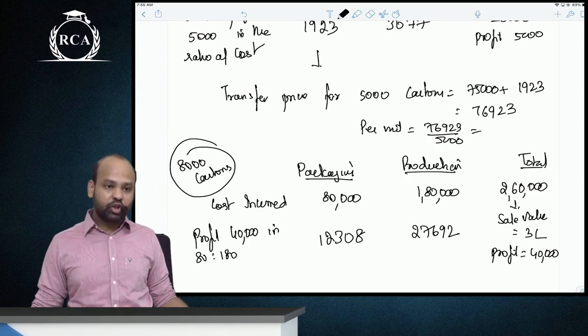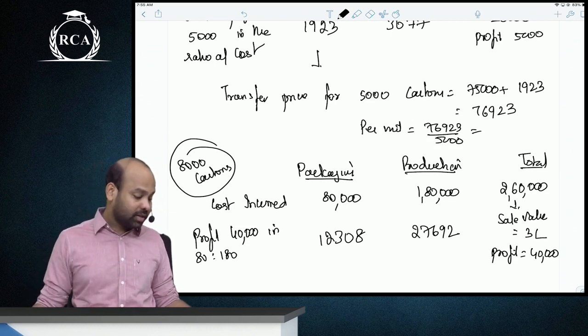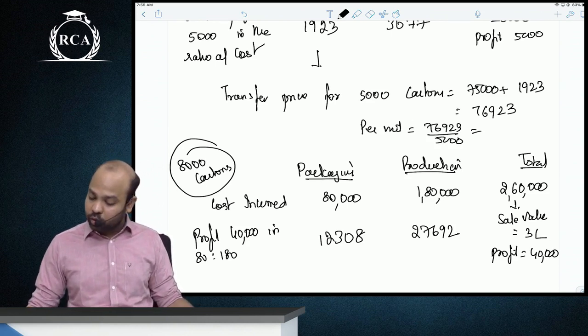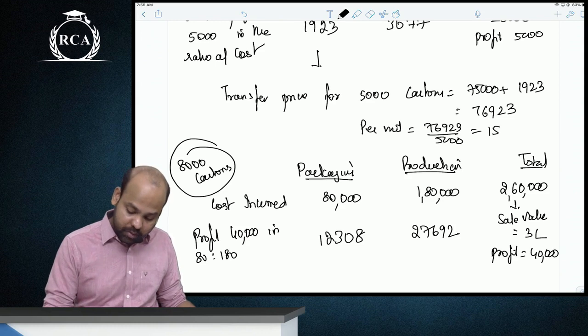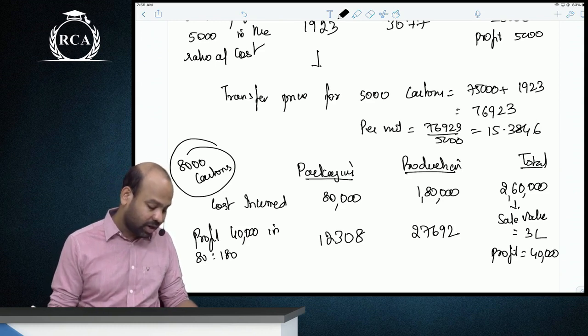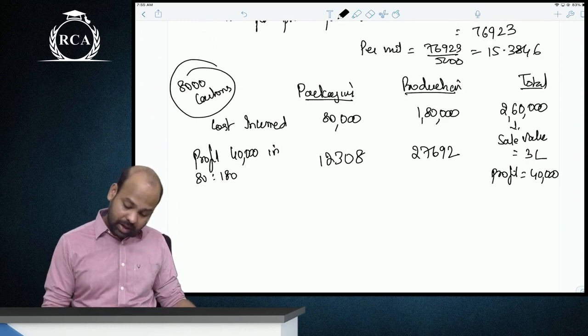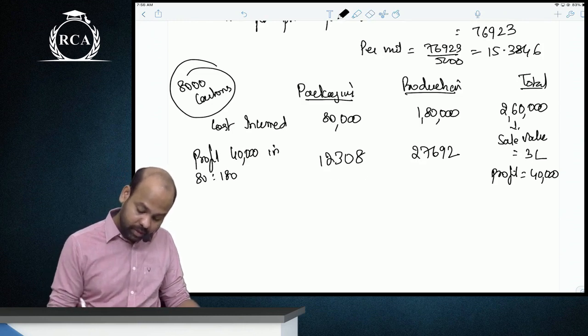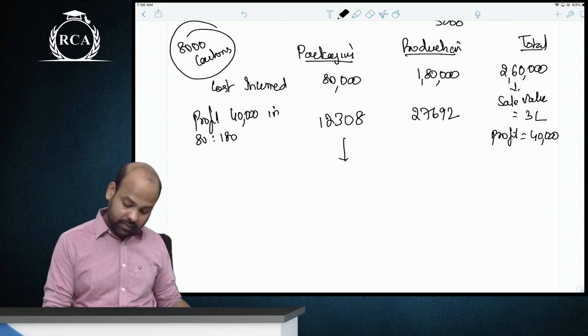Obviously, the first division should make a profit of 1923 as such, guys, and then we know that the overall output is 5,000. So this is 15.3846. This is your transfer price here, and here the total transfer price as such, guys, would be the total transfer price.